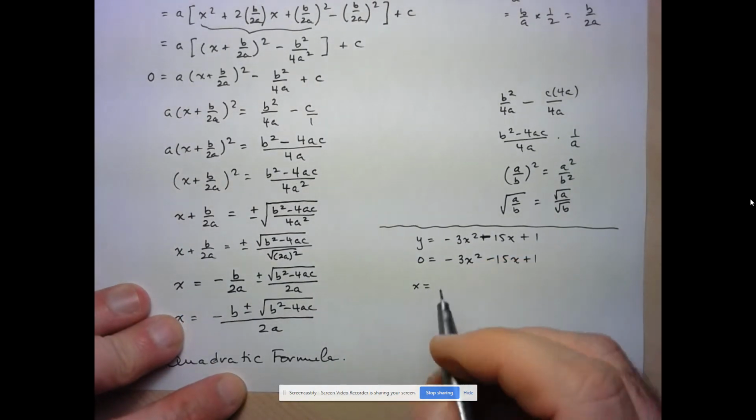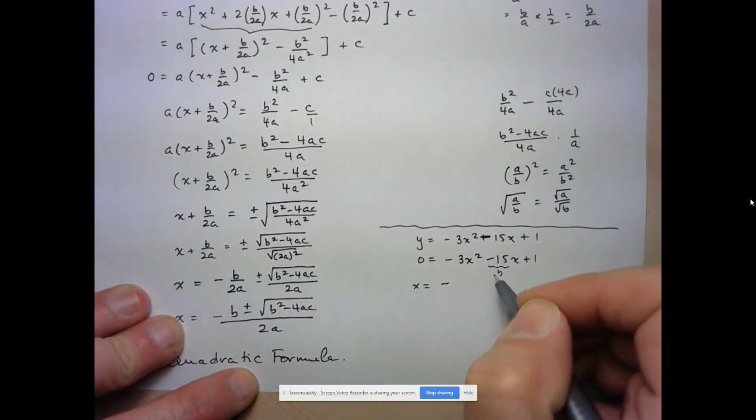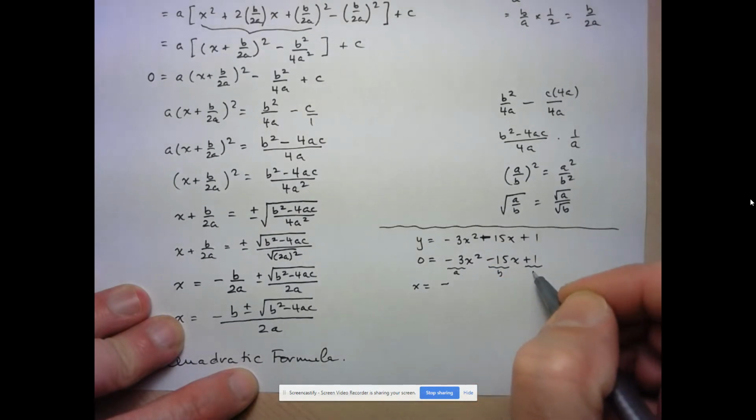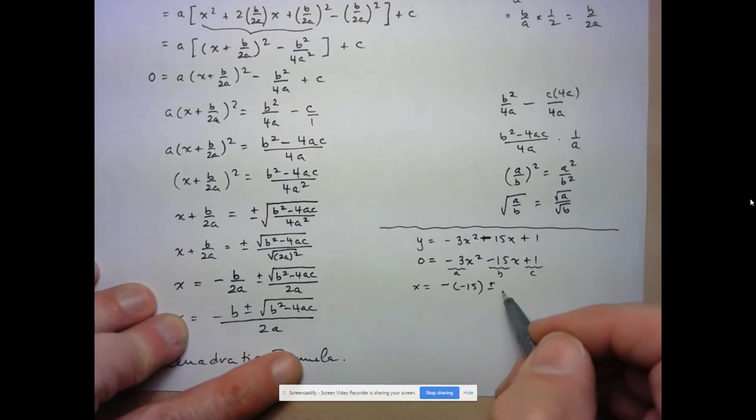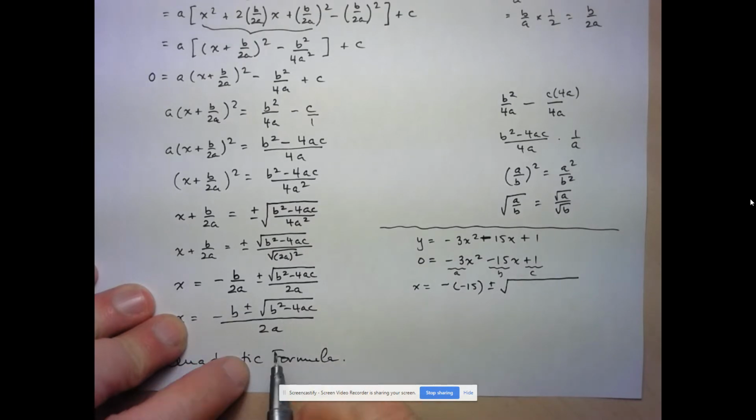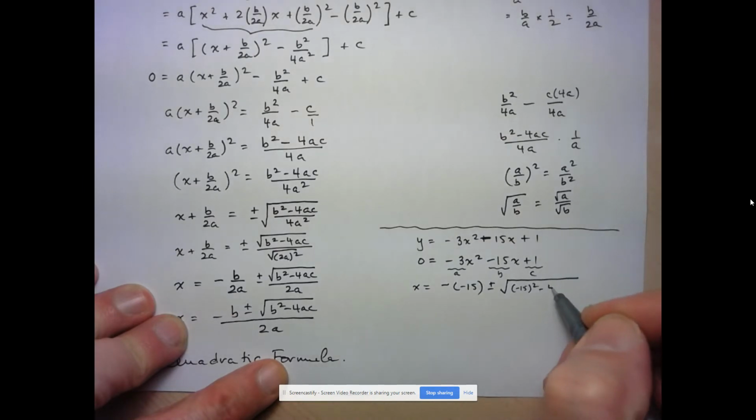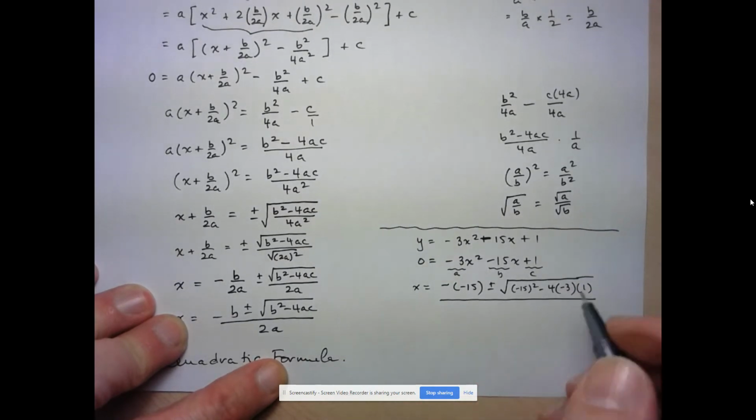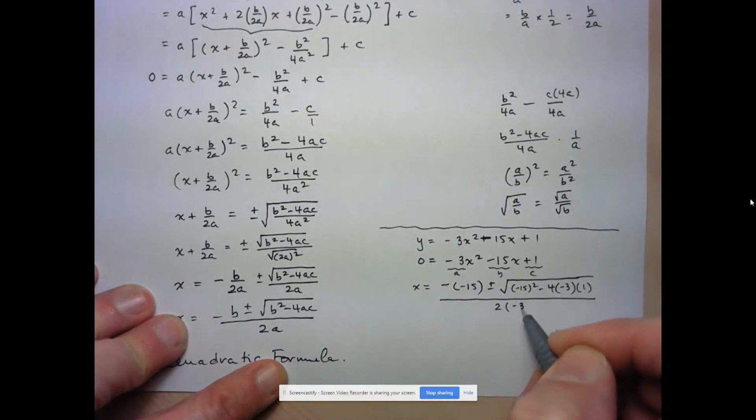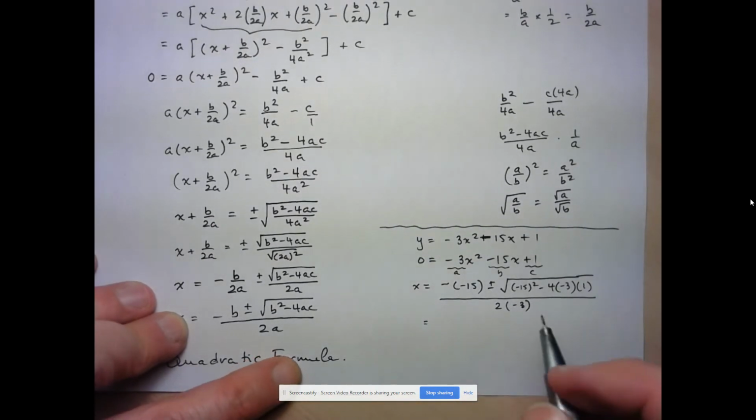So x is going to be equal to negative b. Now b here is negative 15, a is negative 3, and c is 1. So negative 15 plus or minus. All I'm doing here is just following this formula. So b squared, so negative 15 squared, minus 4 times a, a is just negative 3, times c, which is 1. And all of this over 2 times a, so 2 times negative 3. And if we simplify this a little, eventually you won't be simplifying, we're just going to put everything into your calculator, but let's simplify it a little.